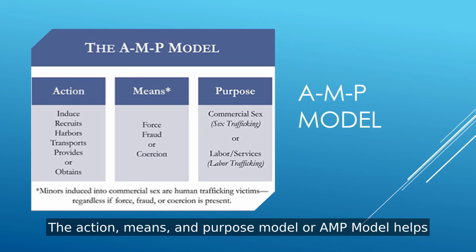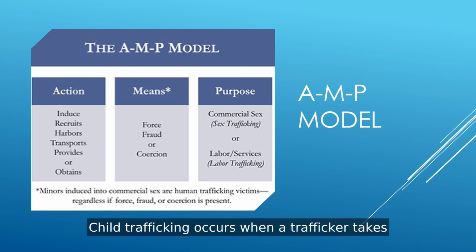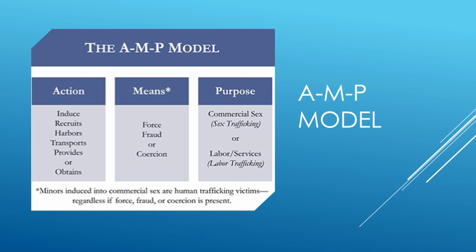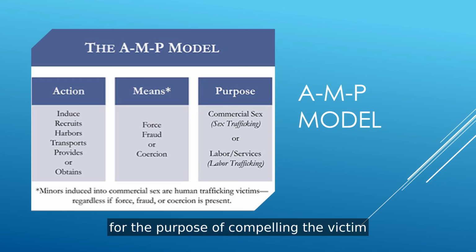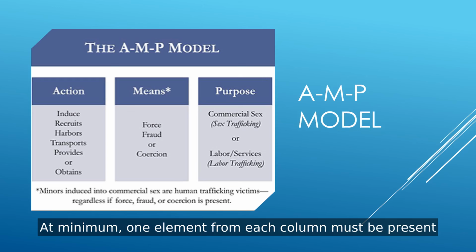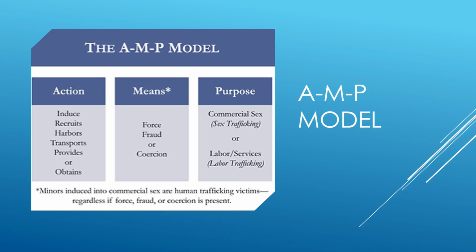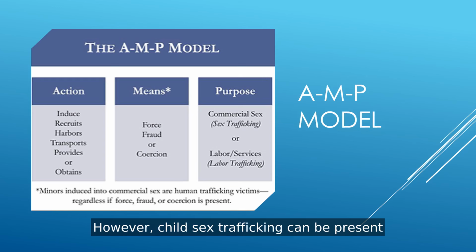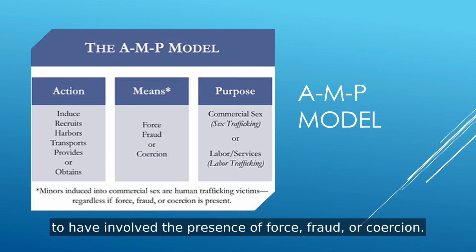The Action, Means, and Purpose Model, or AMP model, helps to define and distinguish child trafficking. Child trafficking occurs when a trafficker takes any of the listed actions and employs the means of force, fraud, or coercion for the purpose of compelling the victim to provide labor or services. At minimum, one element from each column must be present to establish potential labor trafficking of minors. However, child sex trafficking can be present regardless of means and does not require by legal definition to have involved the presence of force, fraud, or coercion.